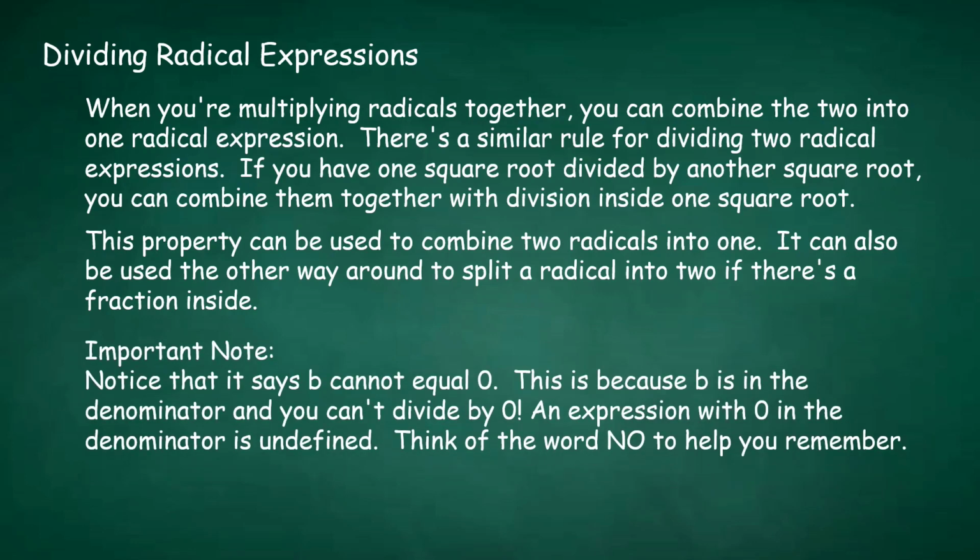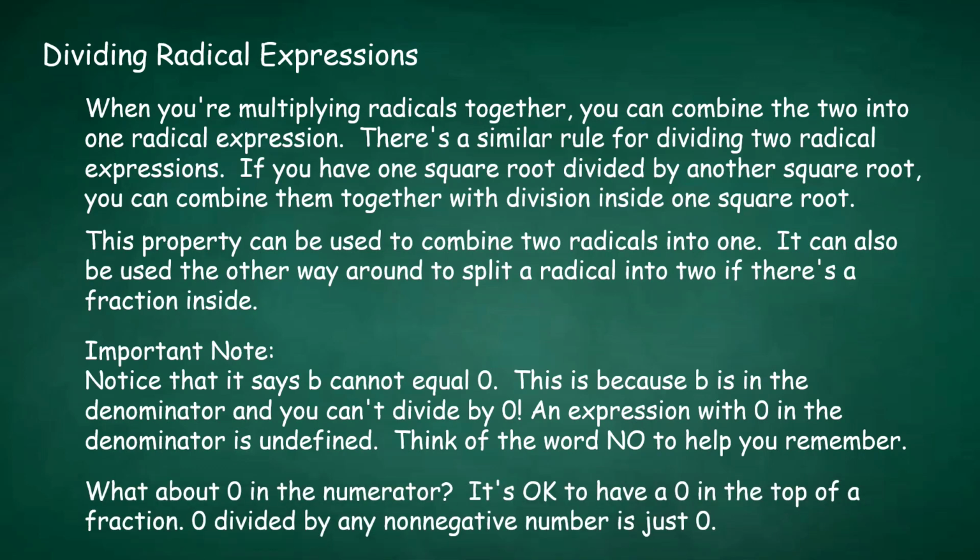Important note: notice that it says b cannot equal 0. This is because b is in the denominator and you can't divide by 0. An expression with 0 in the denominator is undefined. Think of the word no to help you remember. What about 0 in the numerator? It's okay to have a 0 in the top of a fraction. 0 divided by any non-negative number is just 0.